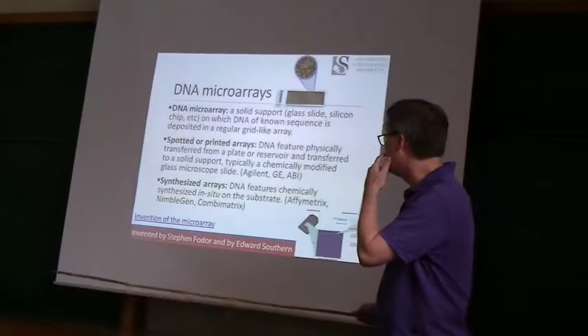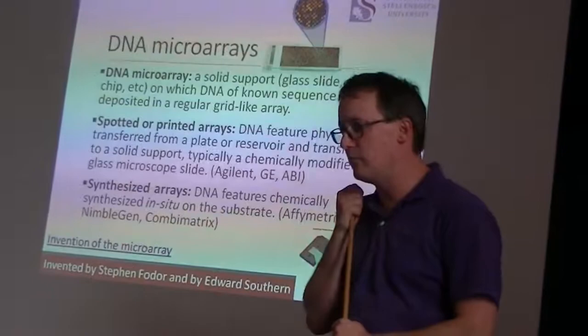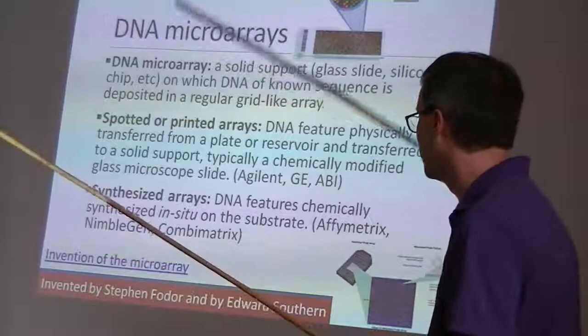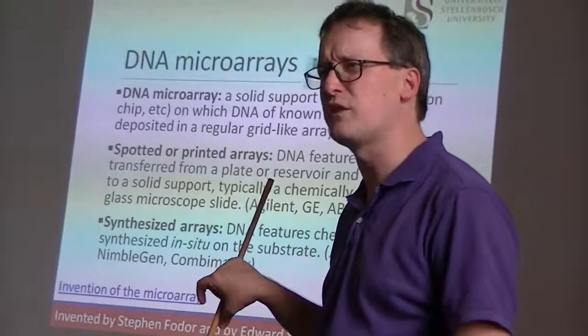So, we're now going to talk about two different kinds of DNA microarrays. These microarrays were produced by two different labs more or less simultaneously, two people who saw just how valuable this technology could be. So Stephen Fodor is one of them, and Edward Southern is the other. Has anyone heard the name Edward Southern? Edward Southern?